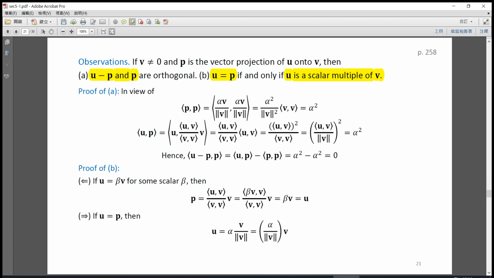First, we prove observation A. Then we compute the inner product of U minus P and P, which equals the inner product of U and P minus the inner product of P and itself. After some computations, we know the inner product of P and itself equals alpha squared, and the inner product of U and P also equals alpha squared. Therefore, the inner product of U minus P and P equals alpha squared minus alpha squared, which equals 0, and hence U minus P and P are orthogonal.